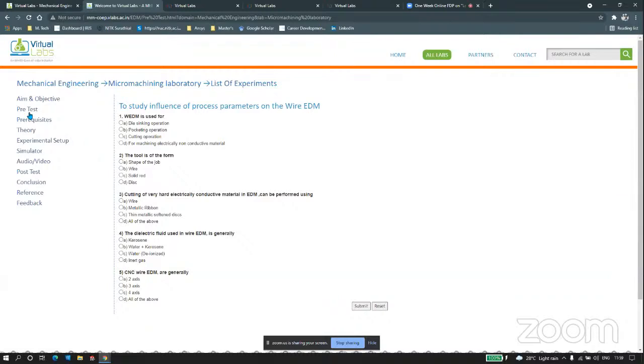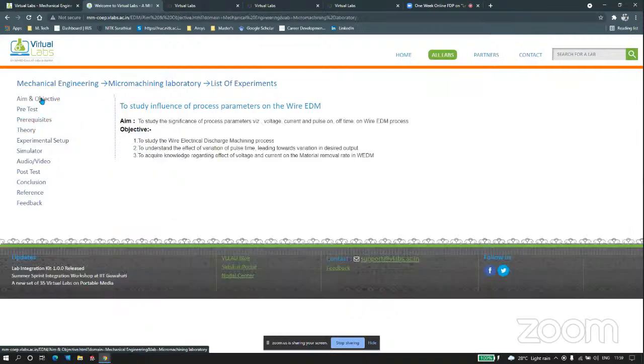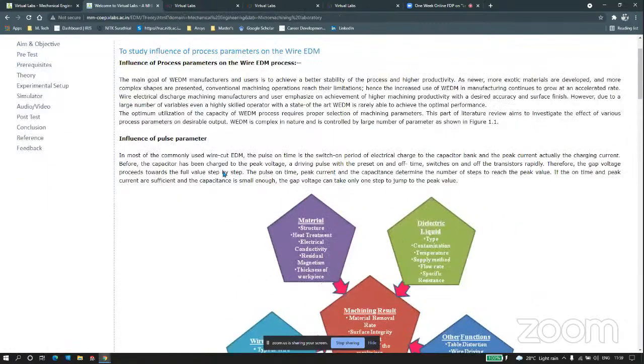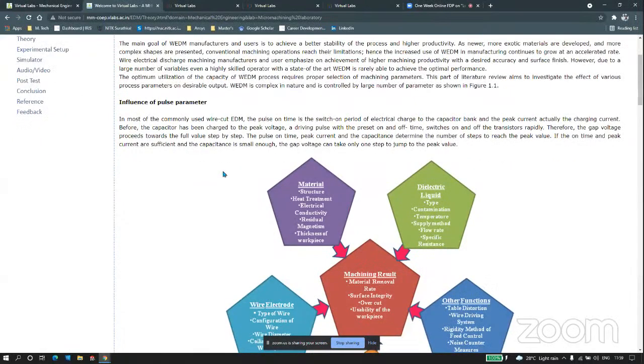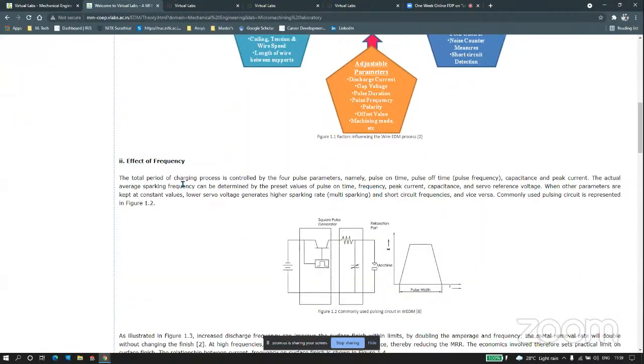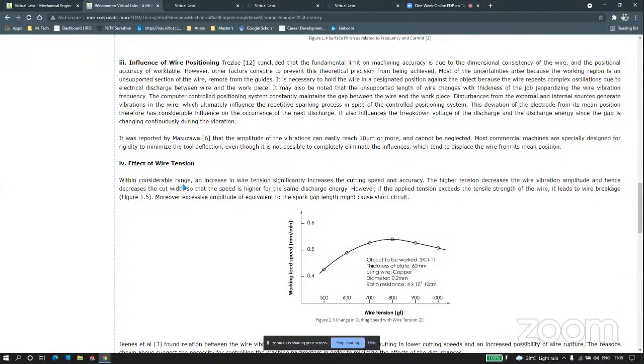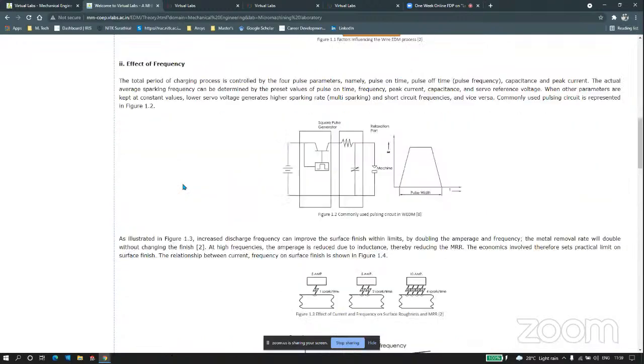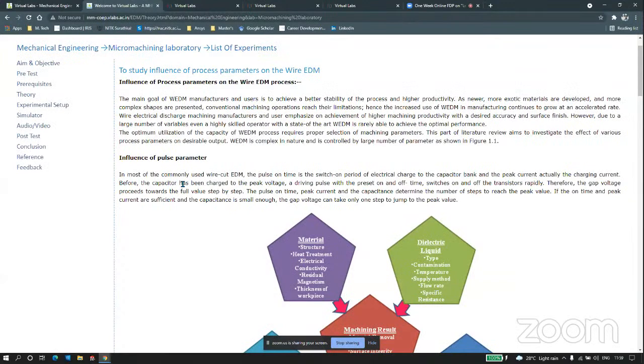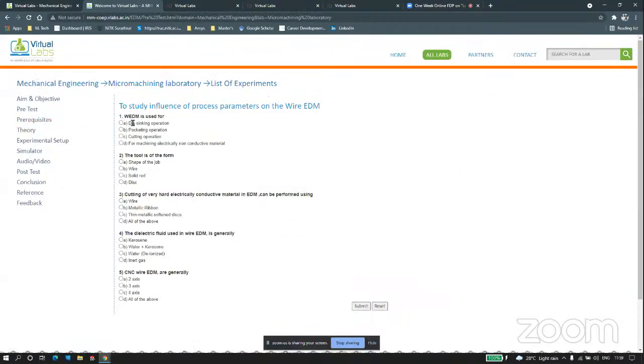In the pre-test, you will have a few questions. You can go through the theory part. You will come to know about the process and the influence of the pulse parameter, the effect of frequency on the process, then the influence of wire positioning, the effect of wire tension, etc. How these parameters affect the wire EDM process, you will get to know in the simulation part. Coming to the pre-test, this will have a quiz, so I'll be answering a few.